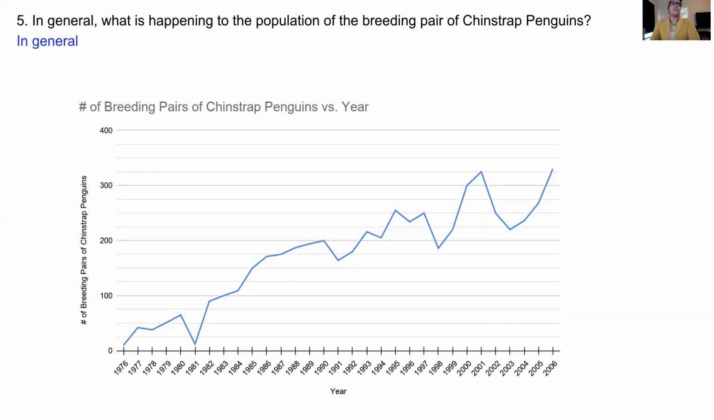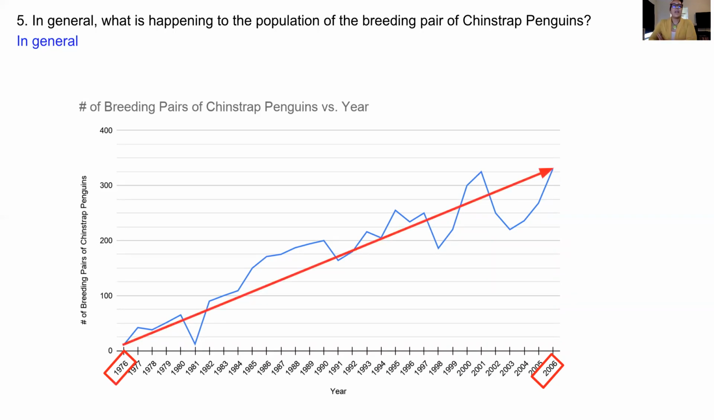Now this question, in general, what is happening to the population of the breeding pair of chinstrap penguins? And I started off the sentence in general. So we want to take a look at this data as a whole. So the first thing we do, we look at the start of the time. We're looking at it over time, which is 1976, and the end, which is 2006. And then I'm going to draw what's called a trend arrow. In general, what is the trend?